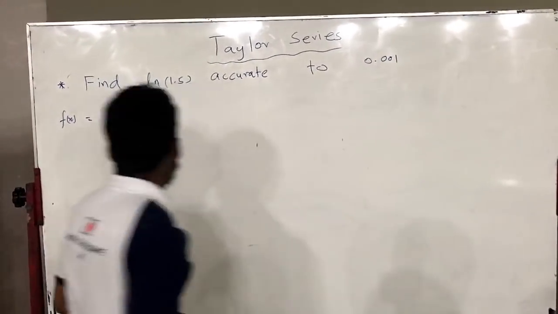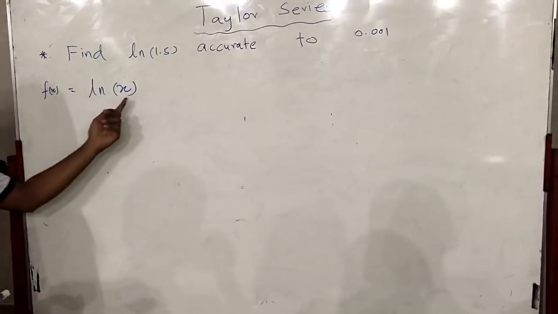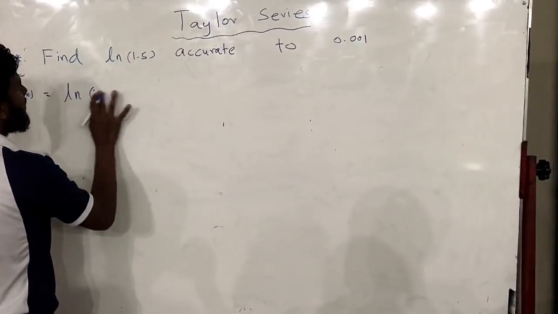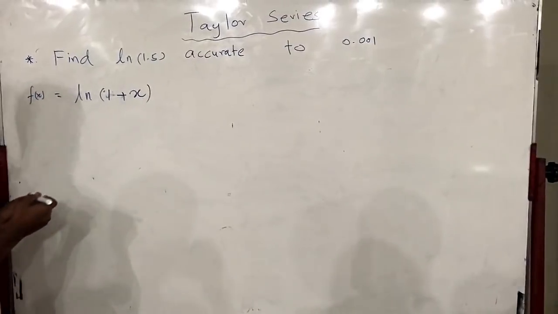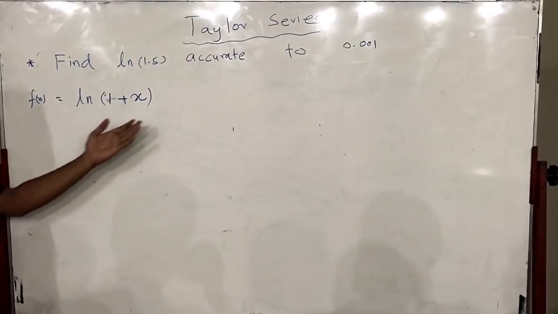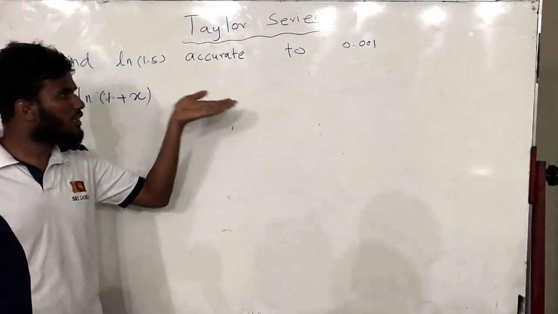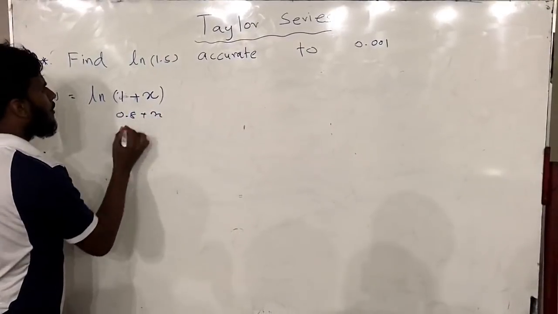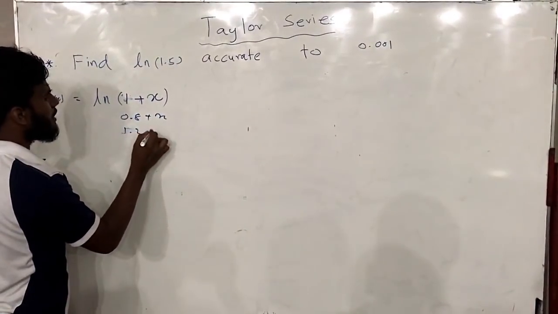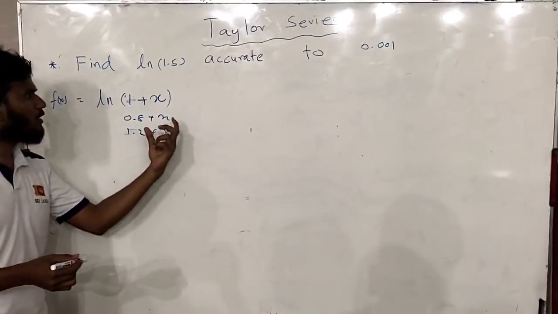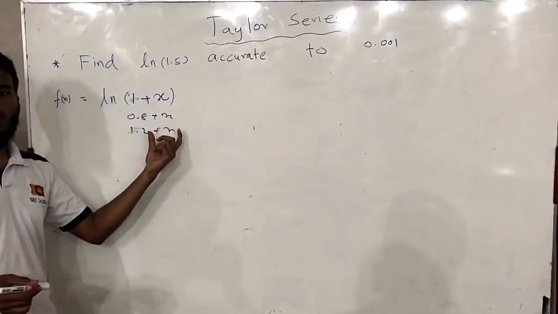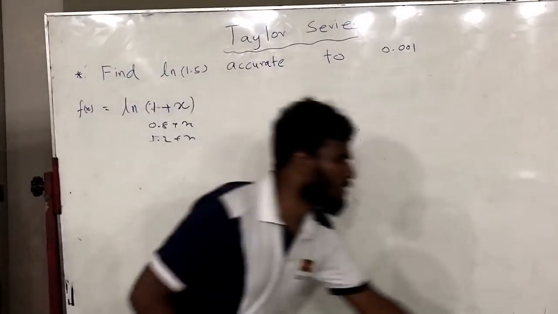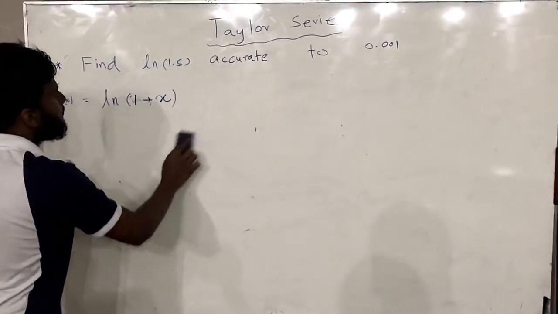So we'll just get an idea of Taylor series. For that purpose, if we put ln x, the x will be 1.5 for our purpose. So that is why we are using ln(1 + x). If we use ln(1 + x), you can use any value as long as x takes that range. You can use 0.8 + x or 1.2 + x. What we need is that x should be in that region. For convenience, we are taking ln(1 + x). Okay, we got the function now.